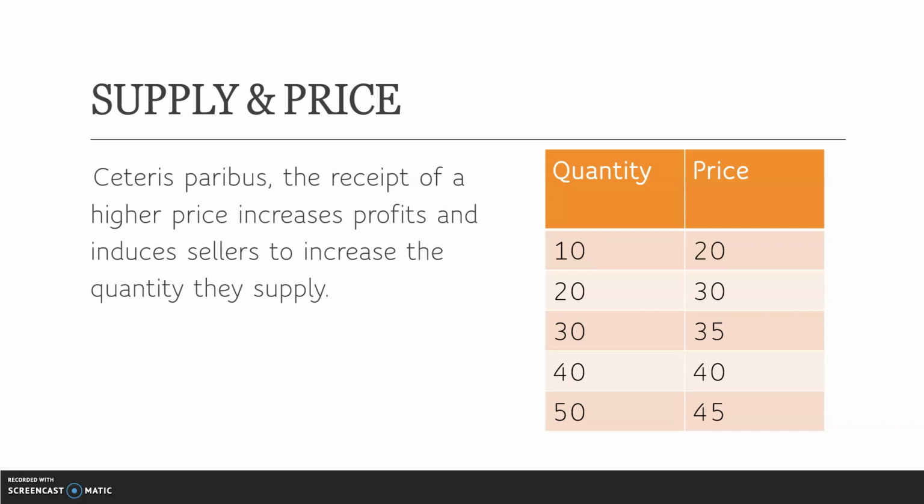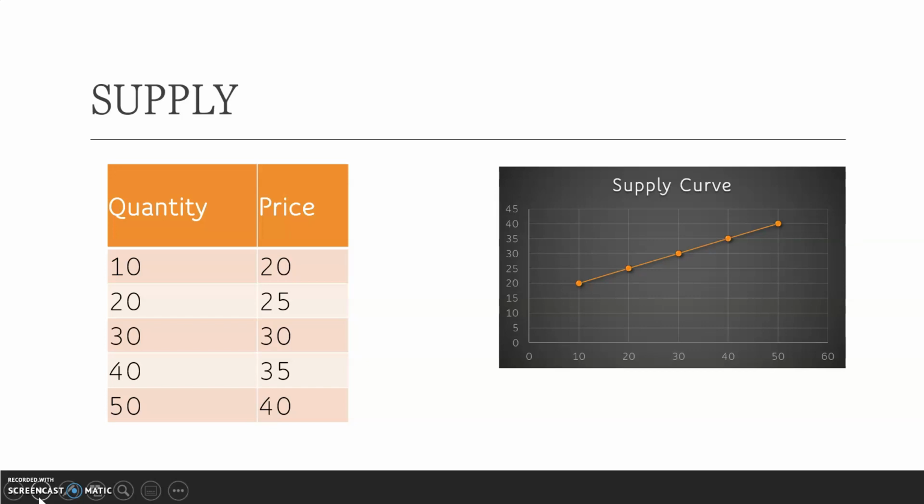Now, typically for suppliers, as price increases, they are inclined to supply more goods or services because they see the incentive of making higher profit. So notice, as price increases, the quantity supplied also increases in the supply schedule. And your supply curve is upward sloping. When the price is $20, the quantity supplied is 10. When the price increases to $25, you notice that the quantity supplied also increases. And as price continues to increase, the quantity supplied will also continue to increase.